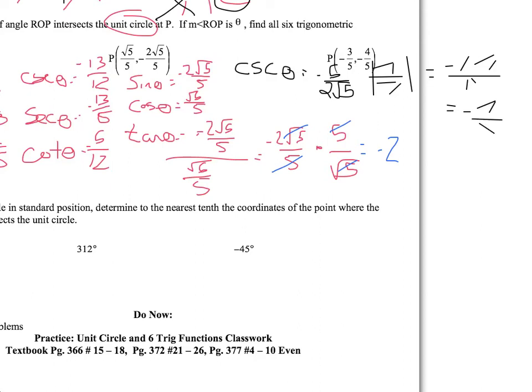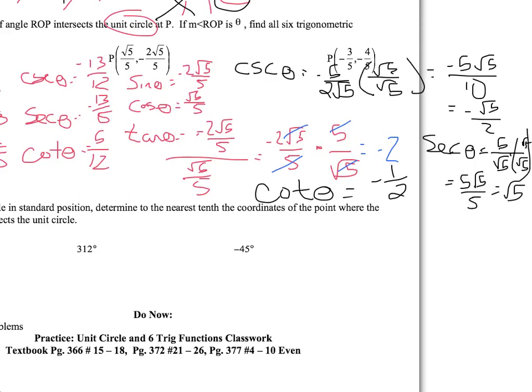Same idea with secant. Secant is going to be 5 over radical 5. And let's rationalize by multiplying by radical 5. So we get 5 radical 5 over 5, which reduces to radical 5. Luckily for us, cotangent won't be as bad. Cotangent, you just have to flip negative 2, so it's going to be negative 1/2. Hopefully you guys have room to continue or to try that third problem there.